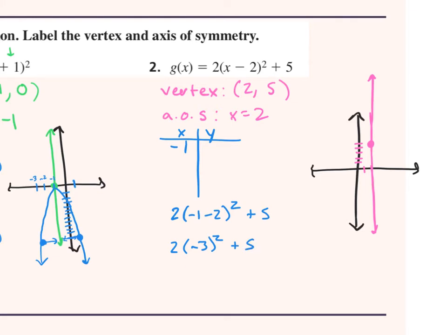-3 squared is 9, and 9 times 2 is 18. And then 18 plus 5 would be 23. So we have a really big number here, so we have to go up 23.